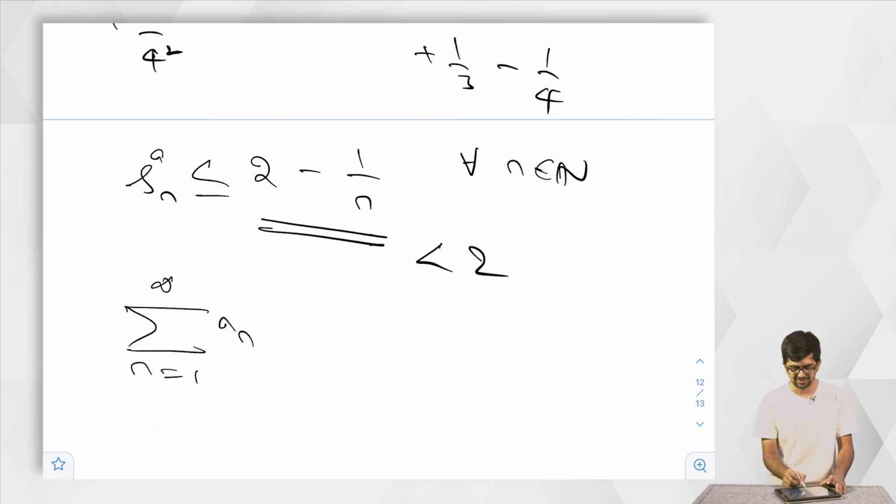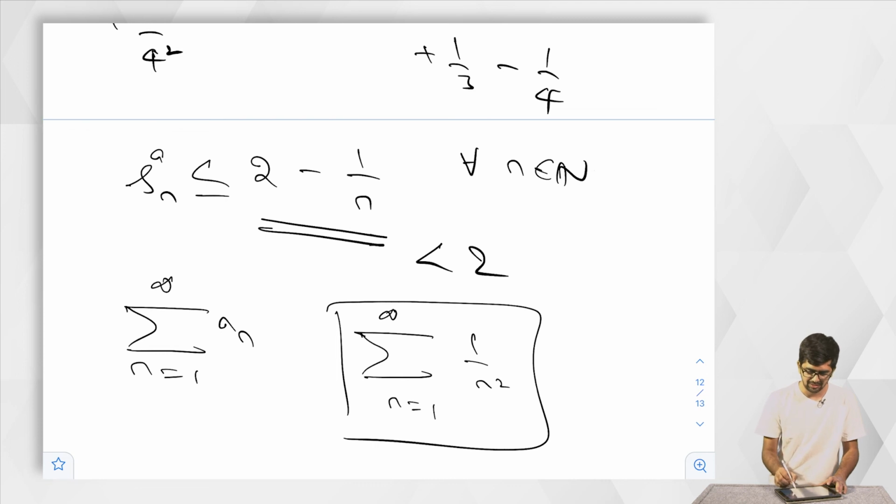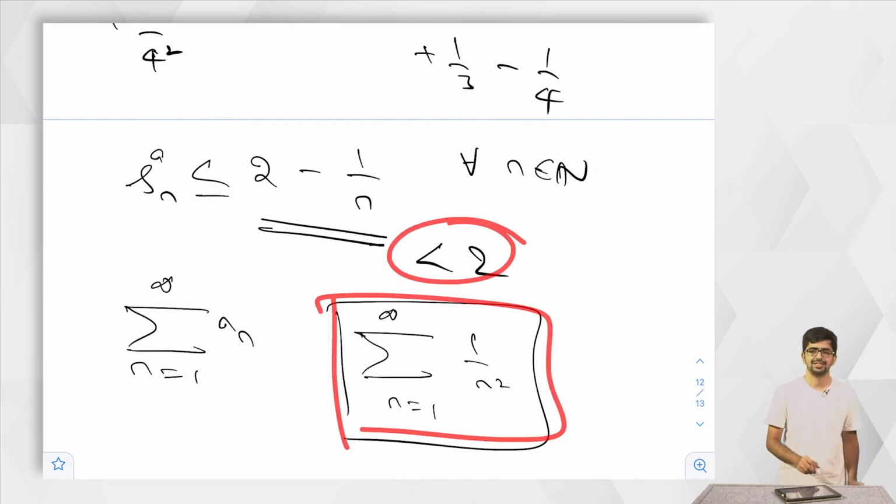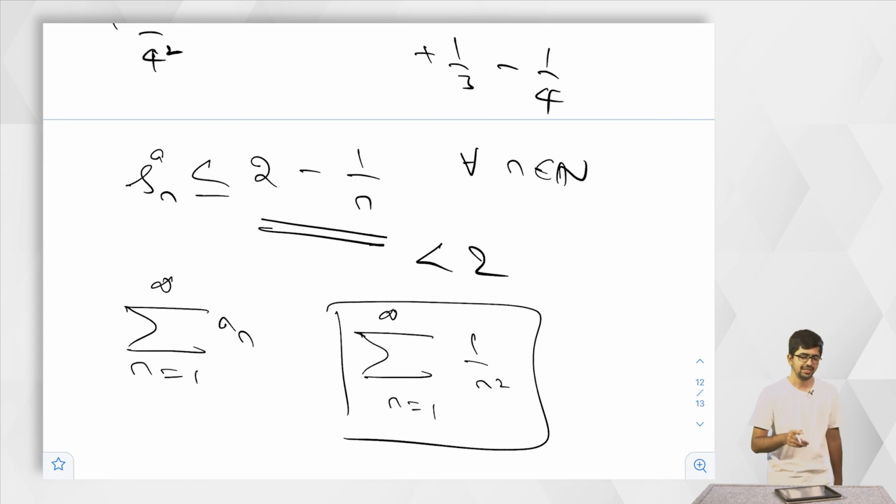The same thing we have seen: summation 1 by n square, n equal to 1 to infinity, is such that for this series the partial sum sequence is bounded above by 2. So this series is convergent. What does this say? This says two things.